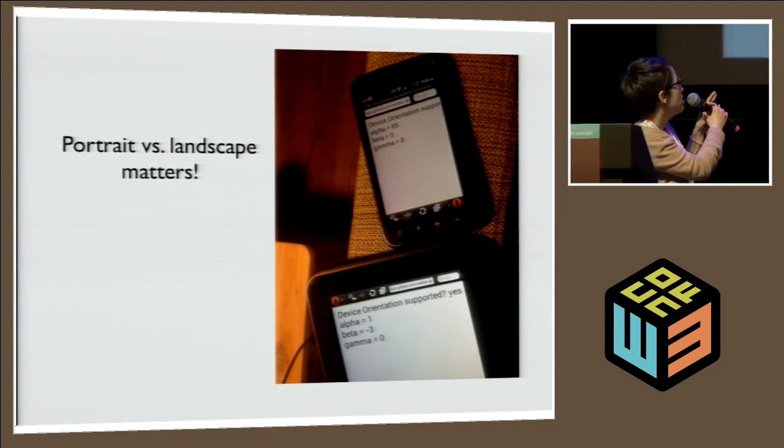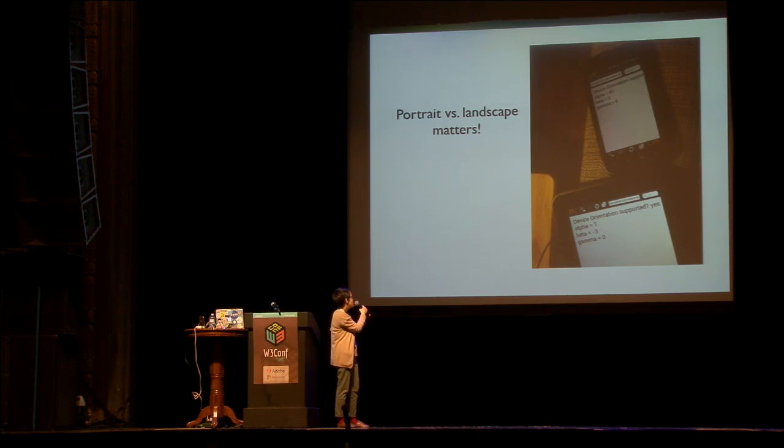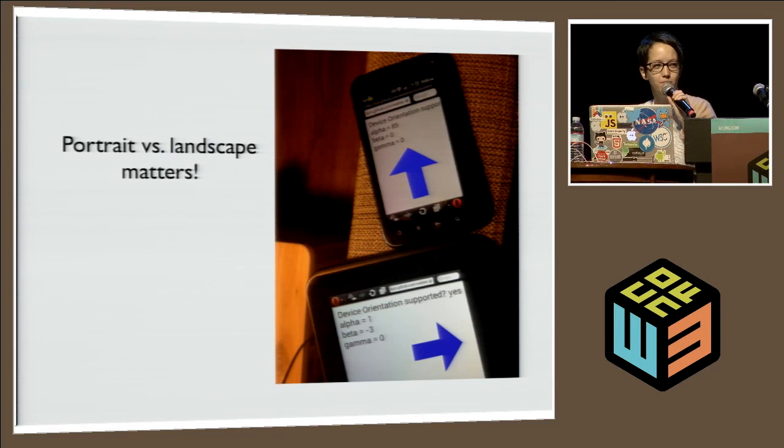I don't know how much you can see the content of those screens in my picture, but these are both Opera. If you look at the top one, it says that alpha is 85 degrees. And if you look at the bottom one, you can see that alpha is actually 1. So why is this? Because Opera thinks that my phone is a portrait device, so it's pointing that way. But my tablet is a landscape device, so it's pointing the other way. So that's why there's approximately a 90 degree angle difference in the measuring of alpha.